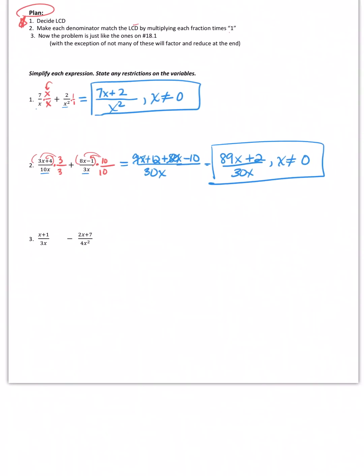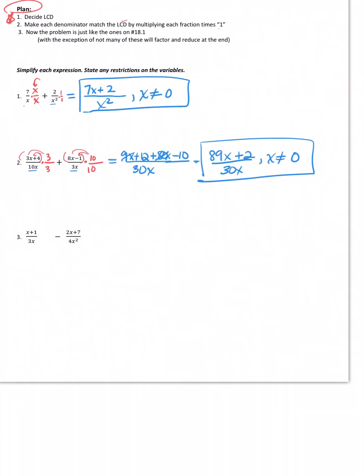Last example. x plus 1 over 3x minus 2x plus 7 over 4x squared. All right, what would be my denominator? Well, least common denominator between 4 and 3 would be a 12. And then with x's, I need an x squared. So go back and think about what you need to multiply by to get that common denominator. Well, I need a 4 and an x. And in the second one, I need to multiply by 3 over 3.